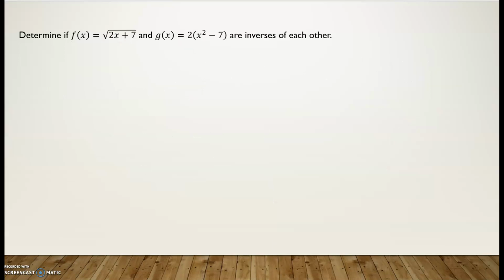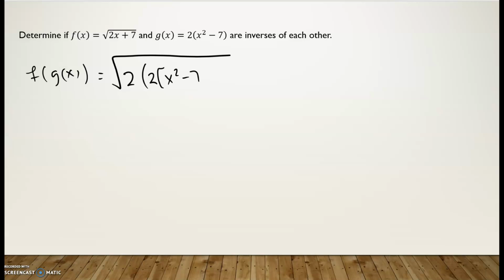So let's look at these two. We'll do f of g of x. So we have the square root of 2 times 2x squared minus 7, plus 7.